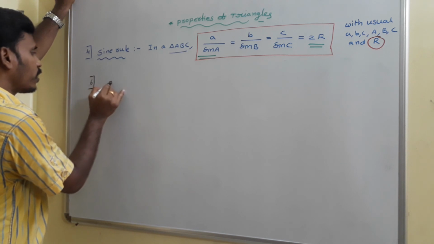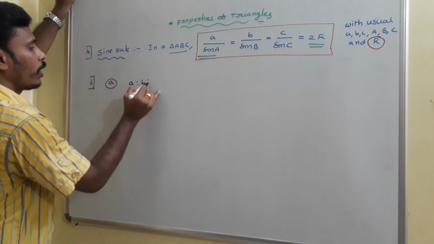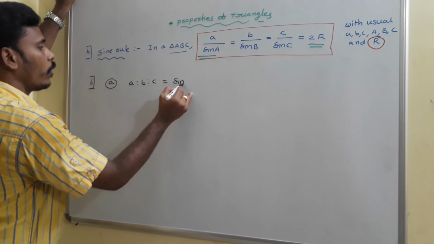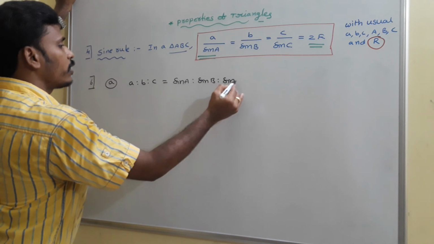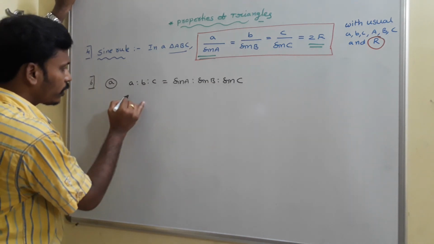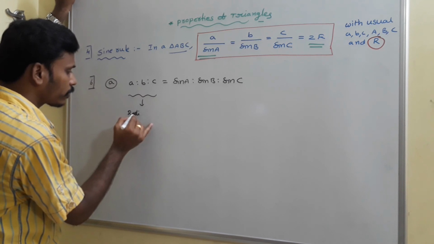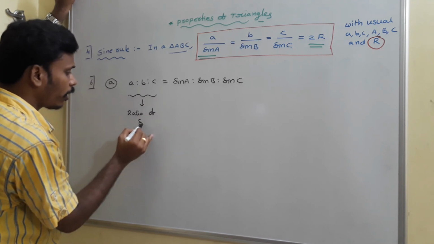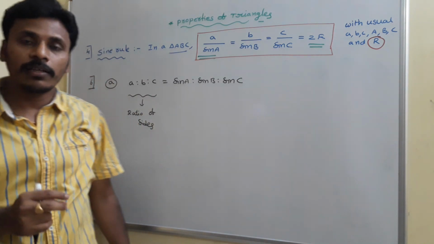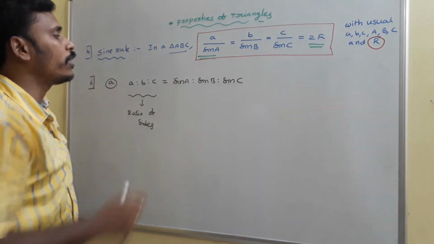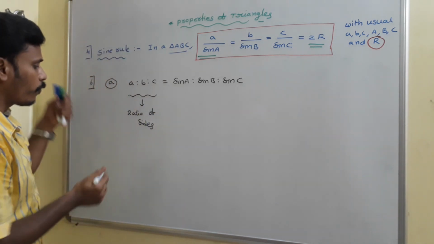you just say it as 6A. In 6A again I will use this particular ratio: a is to b is to c equals sin A is to sin B is to sin C. You just think about it. This a, b, c is nothing but the ratio of sides. If you wish to find the ratio of the sides, then you can use this: a is to b is to c equals sin A is to sin B is to sin C. I will give you a few examples here.